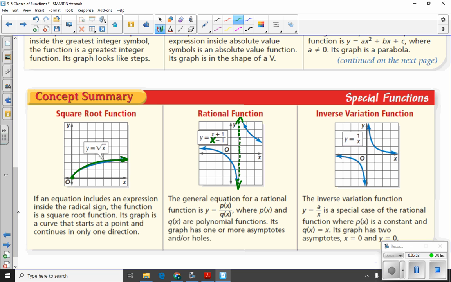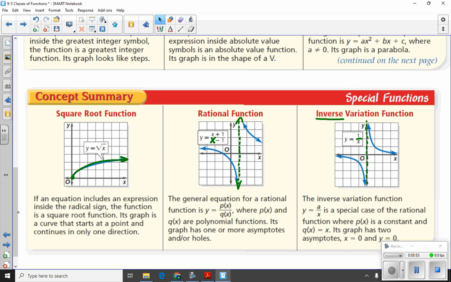Now, a more specific rational function is the inverse variation, and an inverse variation has no add or subtract in it. It is just a value over plain old x. So that means your asymptote will always be your axes.